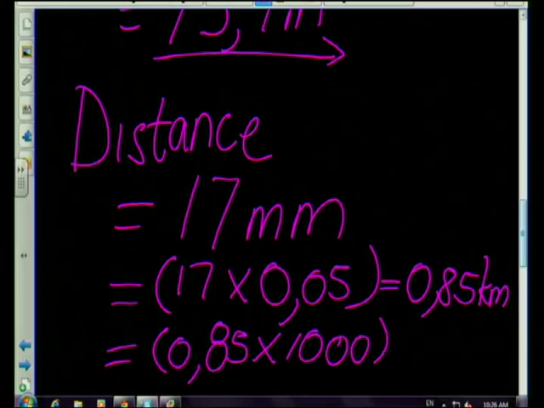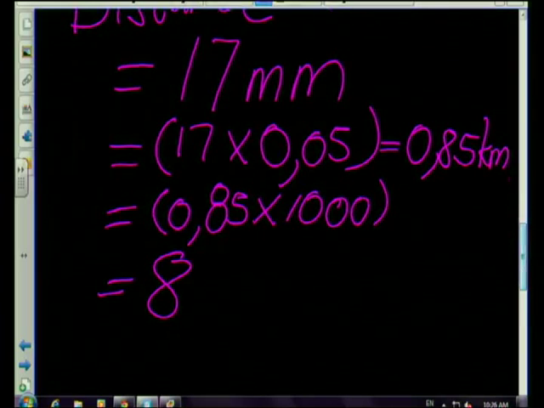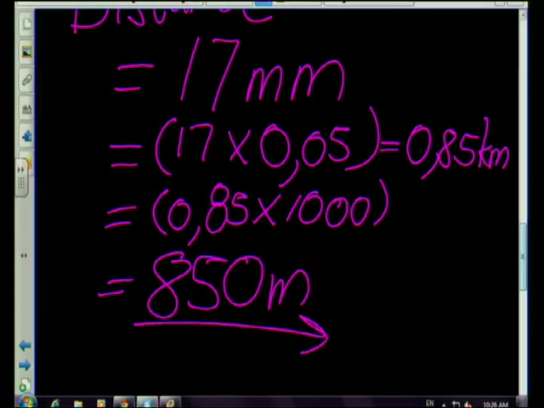Now I'm going to multiply by 1,000. So my answer times 1,000 equals 850 meters. Guys, let's take stock of what we are doing. Firstly, we are measuring the distance between the two points. I am suggesting to you, in order to measure accurately, measure the distance in millimeters. In this example, we measured 17 millimeters.